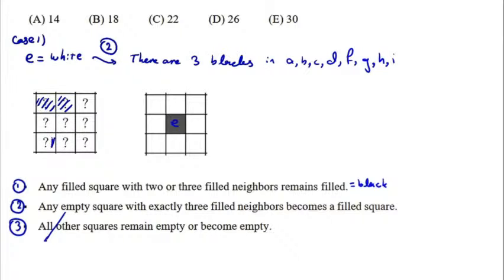If this one is black, then this white cell has 3 black neighbors, and by the second condition it will be black. But we know here it is white. Again, if it is black, this cell will be black in the next step. If this one is black, again, let's check.